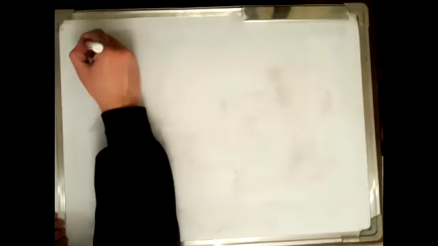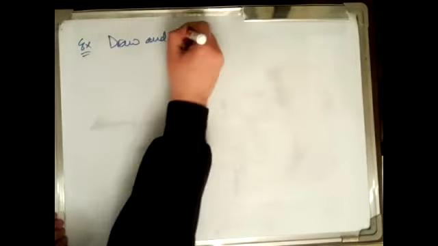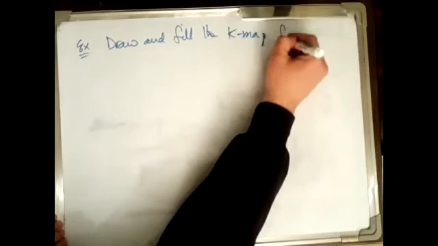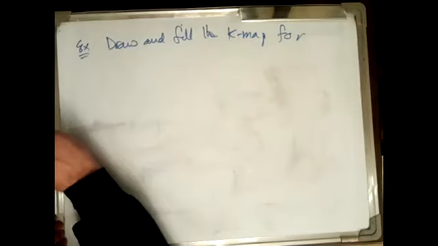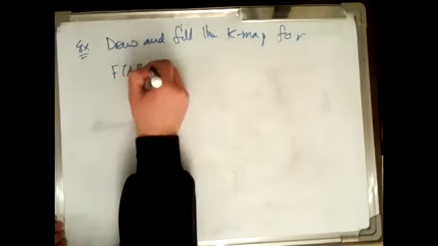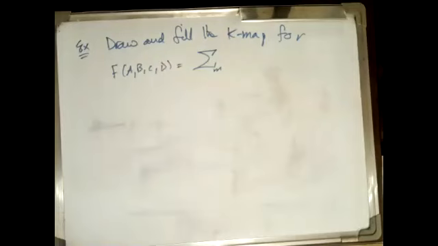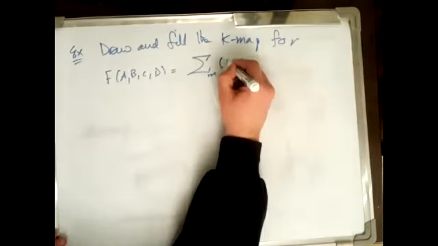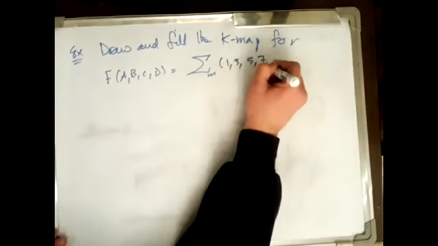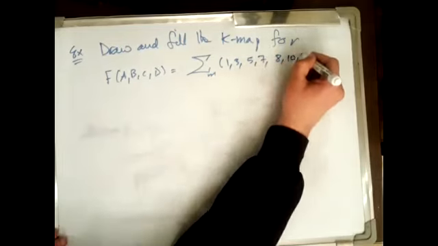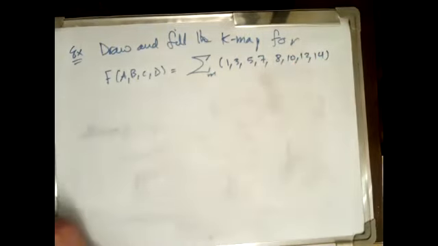Example: draw and fill the K-map for f of a, b, c, d equals sum of minterms 1, 3, 5, 7, 8, 10, 12, 14. So these are the minterms of the function, which are the ones.